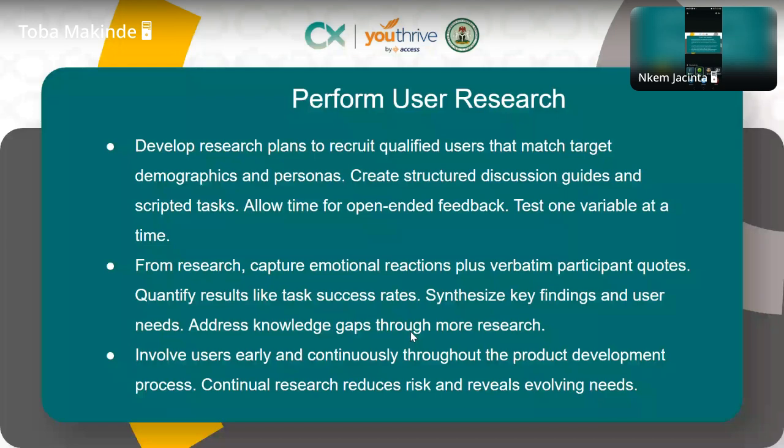Test one variable at a time. From your research, capture emotional reactions plus verbatim participant quotes, and quantify results like task success rate. For example, if you're doing observatory research and you ask them to carry out a task on the app, look at how many people were able to successfully do that, and for the ones giving views on something they're experiencing, let them know.